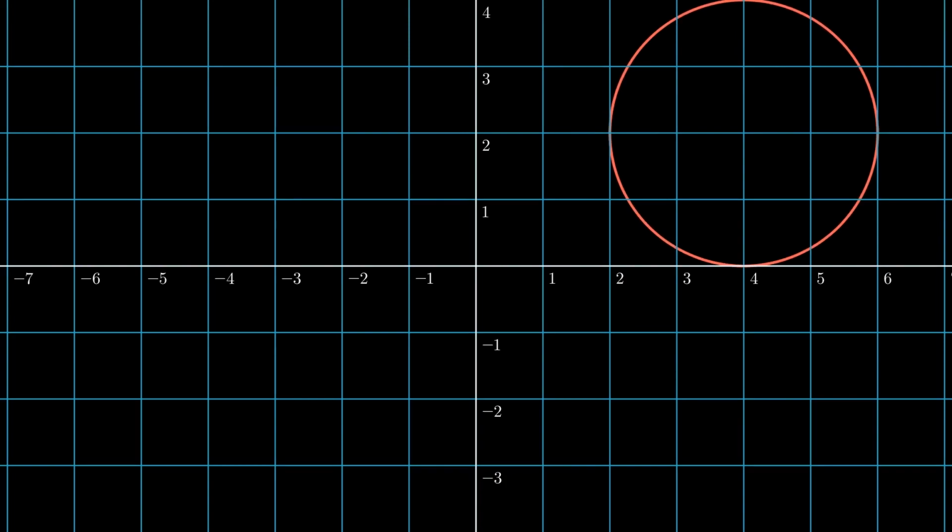Alright, let's do this together now. Let's start by writing out the center and the radius of the circle. Now, the x coordinate of the center is 4, so let's take that 4 and subtract it from x and square that whole entire thing. Now, the y coordinate is 2, so let's take that 2, subtract it from y, and then square that. And then the radius is 2, so 2 squared is 4, and let's put that 4 on the other side of the equation. And there's our equation.